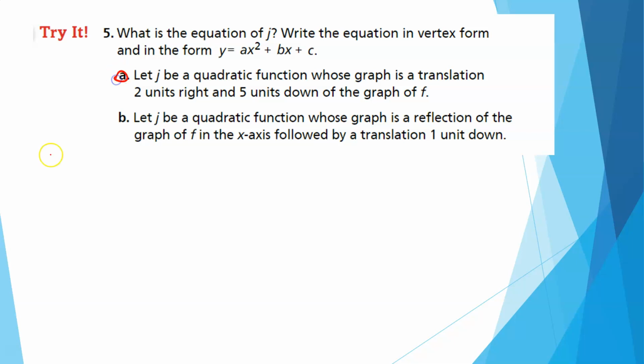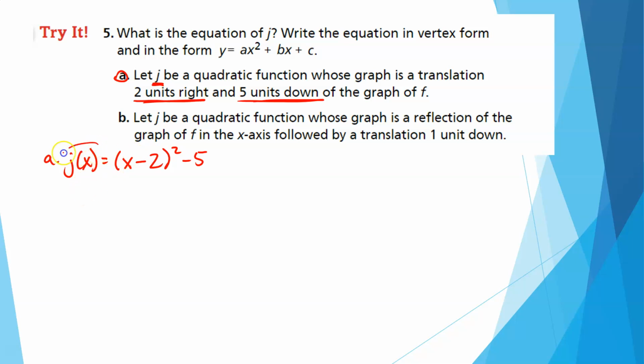Okay, so for part A, it's asking me to do what we just did. I'm going to write j as a quadratic function whose graph is translated 2 units right and 5 down. So again, I keep my a the same. 2 to the right would be x minus 2 squared, because it's the opposite of what I think. 5 down would be a minus 5 on the end. Okay, so that's my vertex form.